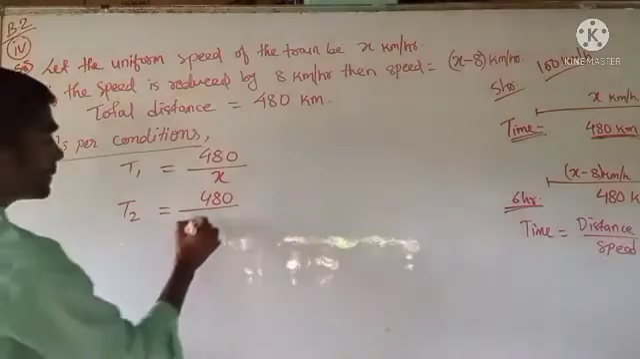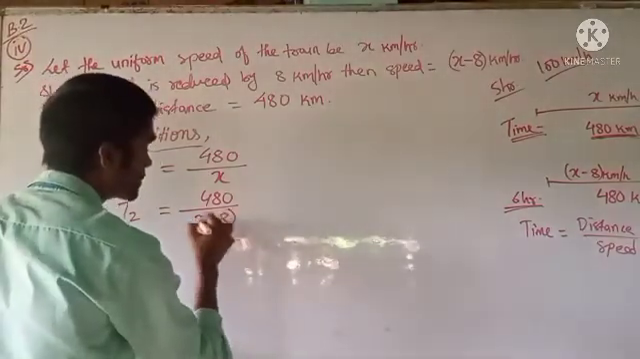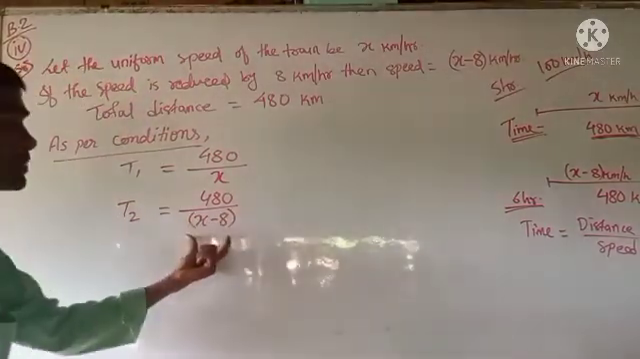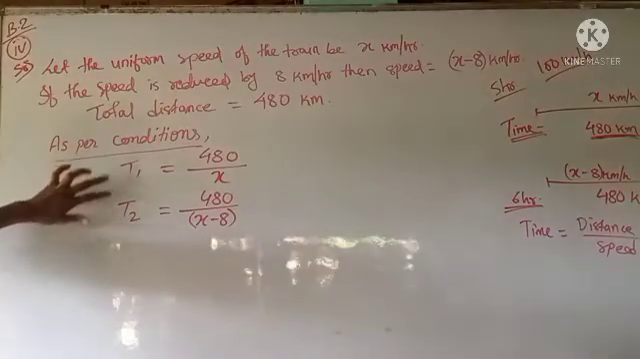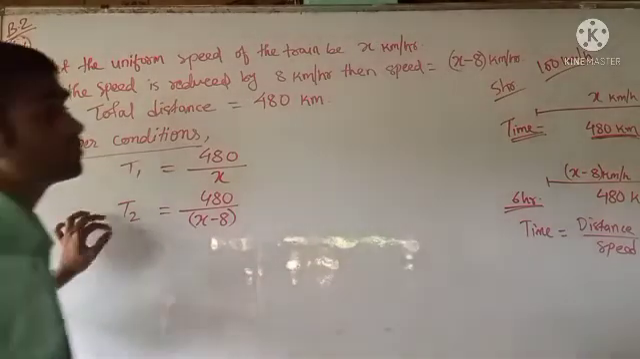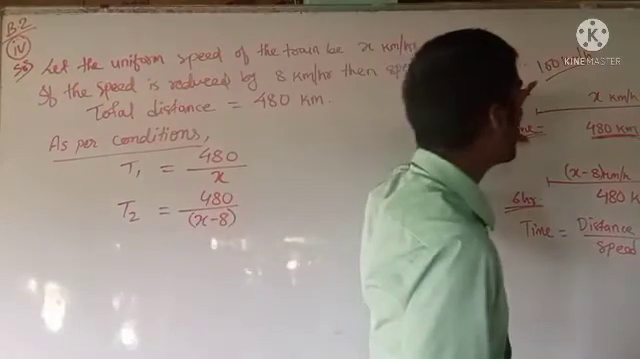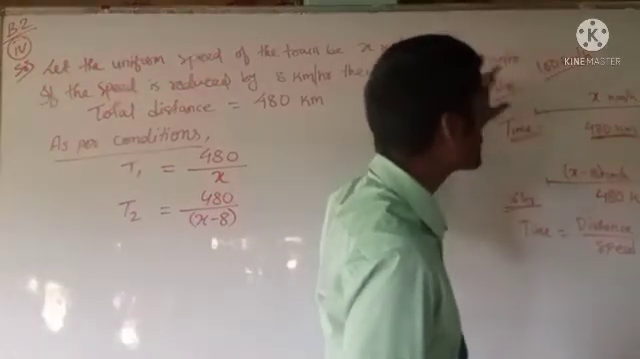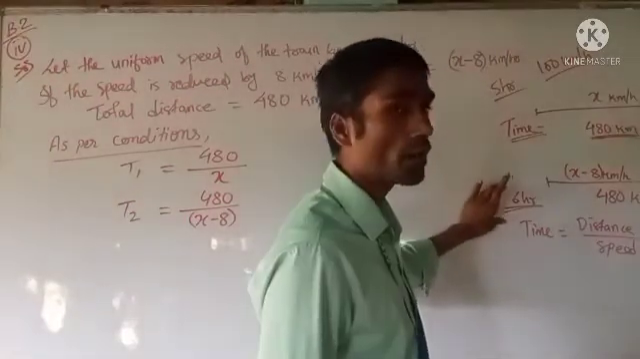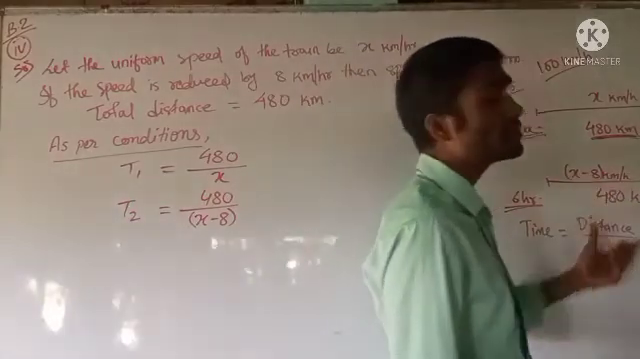And the speed here is reduced, that is x minus 8 kilometer per hour. That is the reduced speed. Now among these, T1 will take more time. Here, as I have said, if it is taking 5 hours, then here definitely it will take more hours because the speed is reduced here.